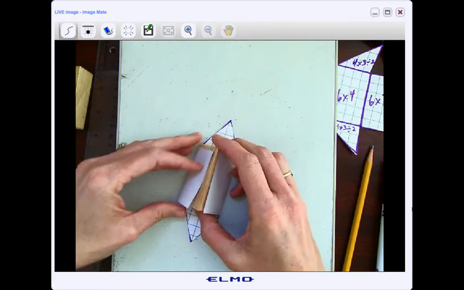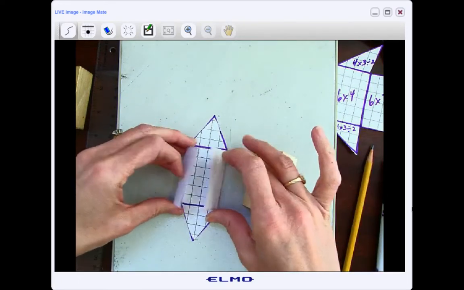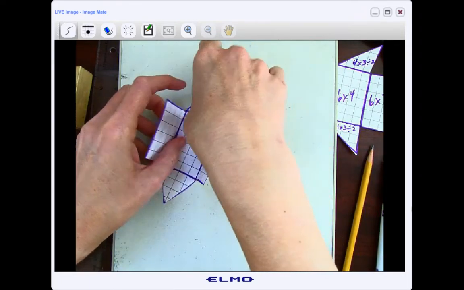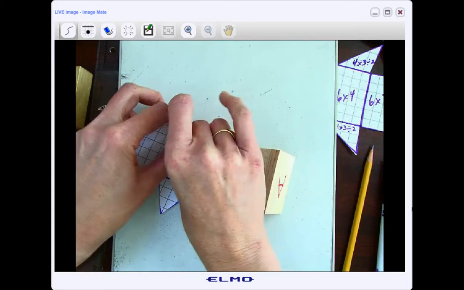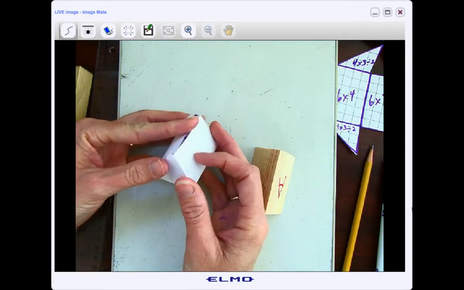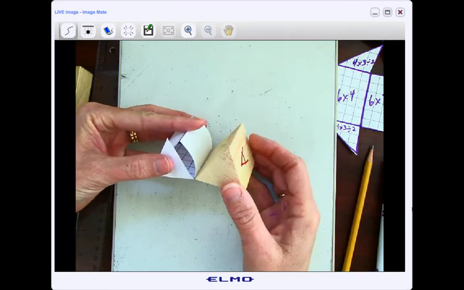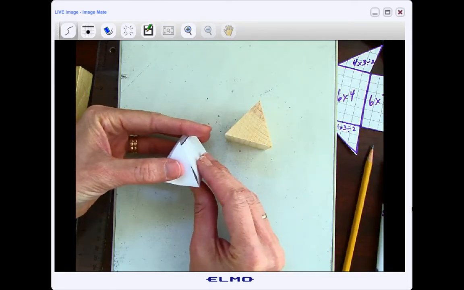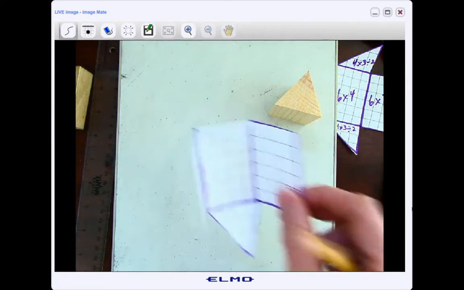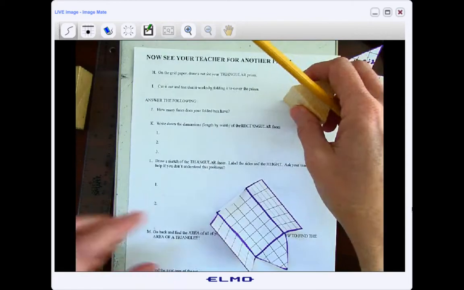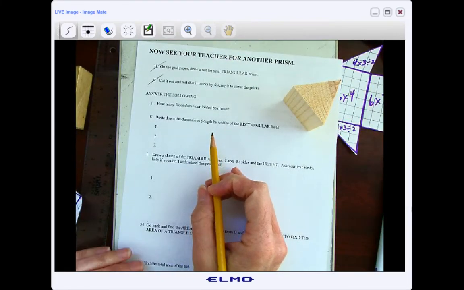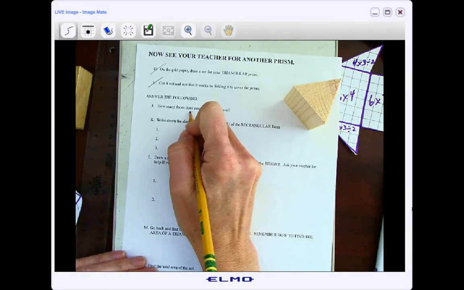Okay, that's a little bit tight, but since I was going to the nearest centimeter, it's pretty close. It should work. I'm going to fold it up. Okay, let's answer a couple questions then. We did these 2. How many faces does your folded box have? Again, it should have 5.